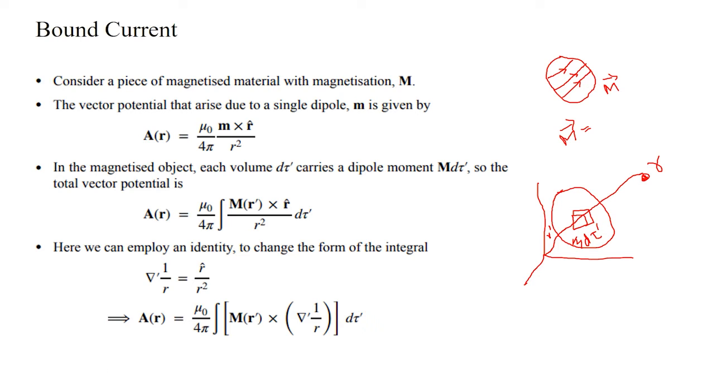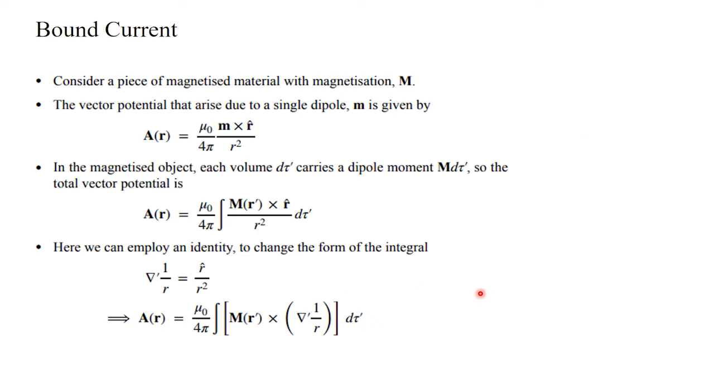I show this image so you can understand easily. This is the image of how we have calculated the total vector potential for this system. We have considered a point R at which to calculate the vector potential, and this is the small volume we have taken.